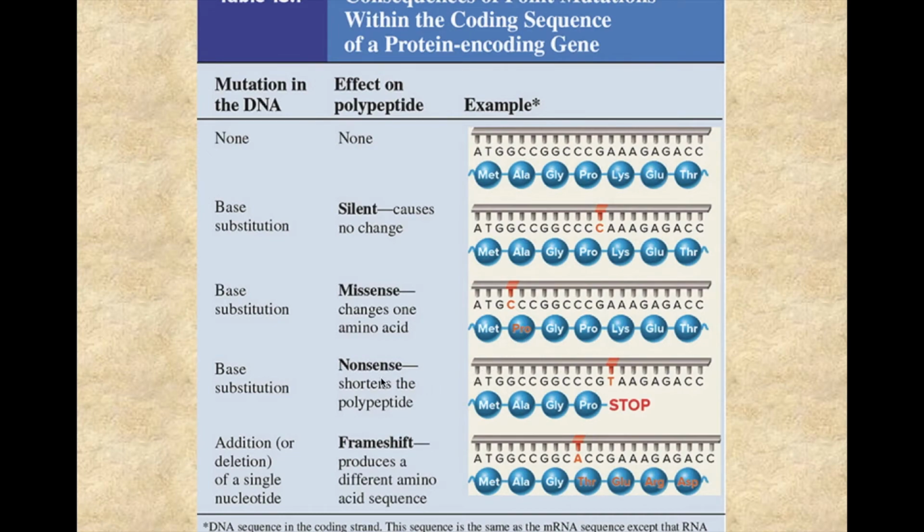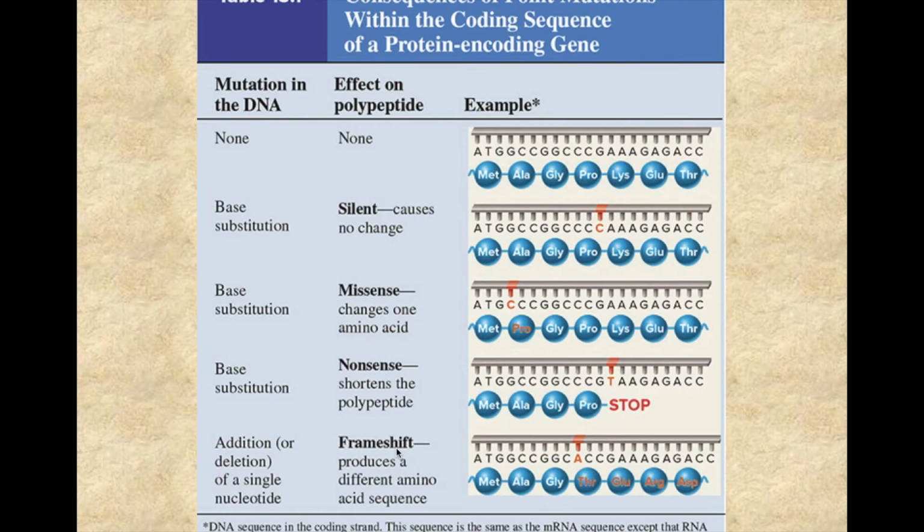We can also have a nonsense mutation where AAA led to lysine originally. Now we changed this A to a T. We've got TAA, that's a stop codon, and we've got a truncated polypeptide.